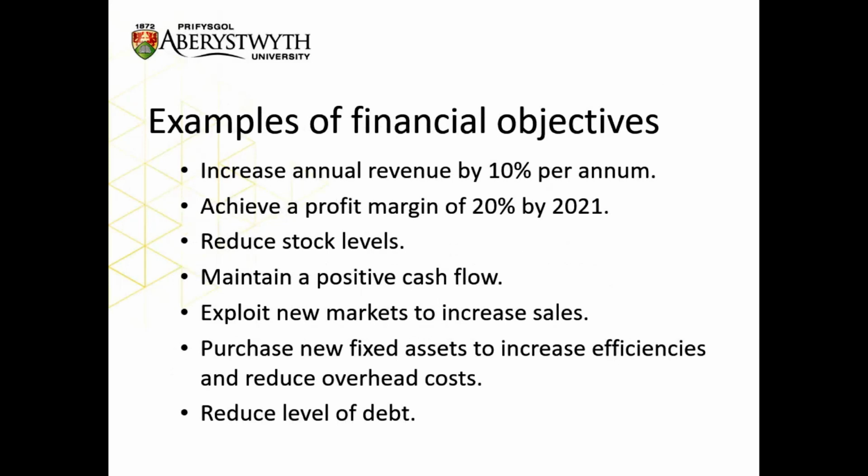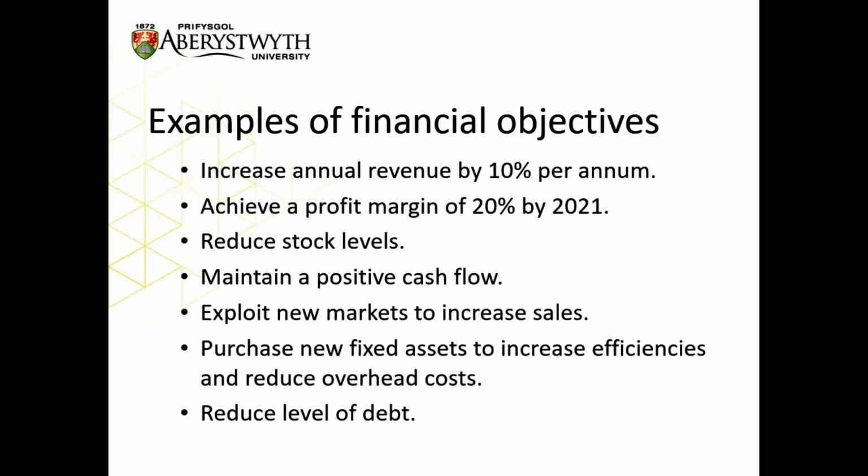So examples of financial objectives could include increasing its annual revenue by, let's say, 10% per annum or 20% per annum, achieve a profit margin of 20% by 2021, reduce the current stock levels by a monetary amount or by a certain percentage by a set period of time, have the objective to maintain a positive cash flow or to reduce expenses from the cash flow, explore and exploit new markets to increase sales, which in turn will increase the cash, purchase new fixed assets to increase efficiency and reduce overhead costs.